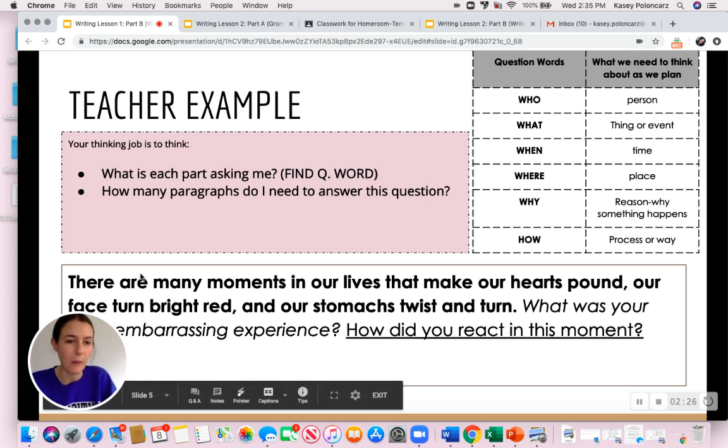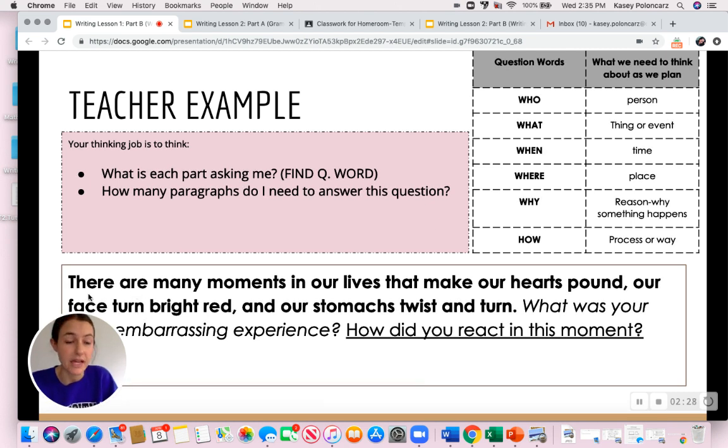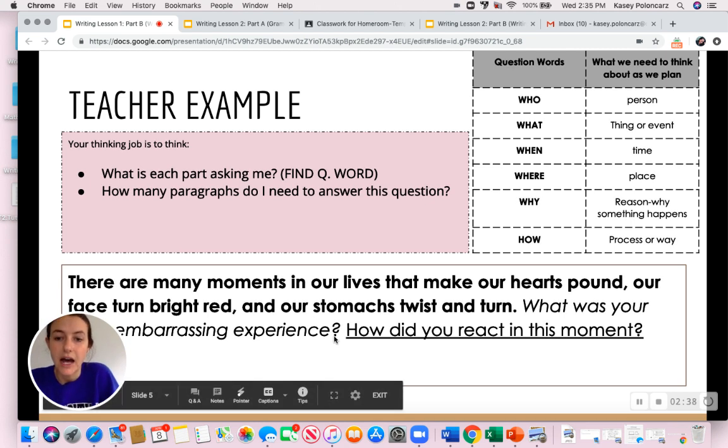So my example that I'm going to go through is: there are many moments in our life that our hearts pound, our face turns bright red, and our stomach twists and turns. What was your most embarrassing experience, and how did you react in this moment?